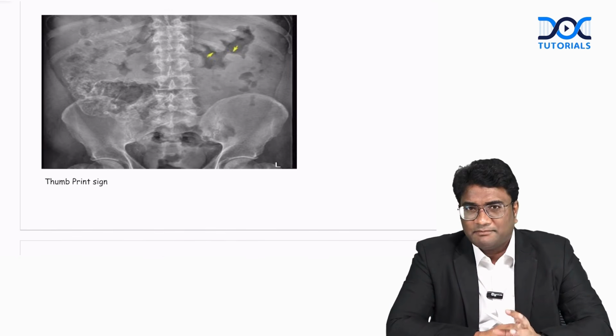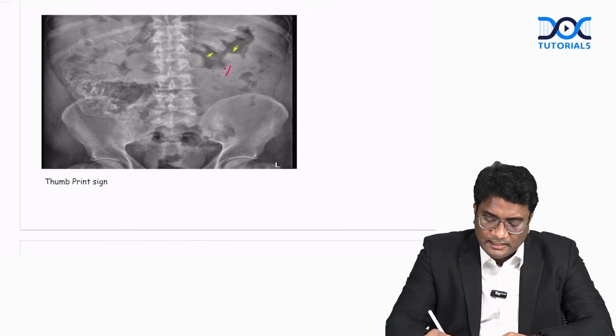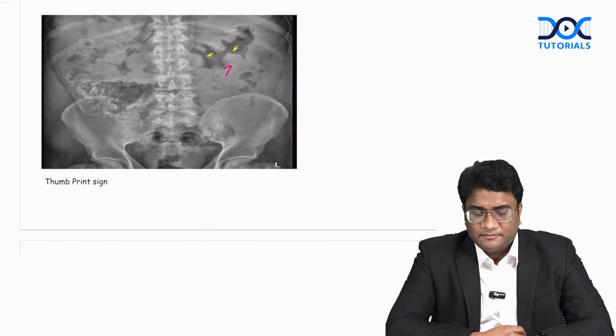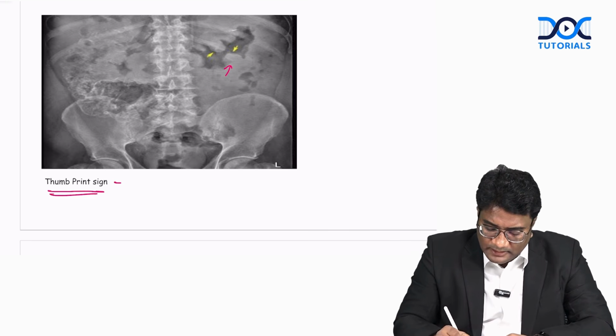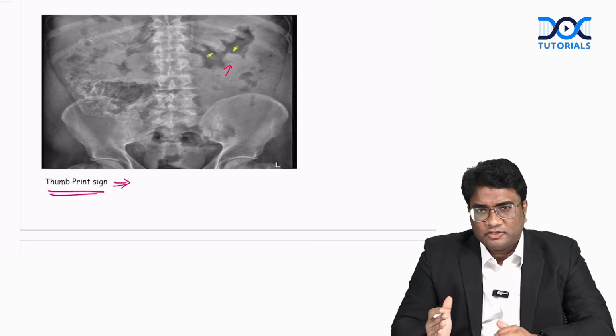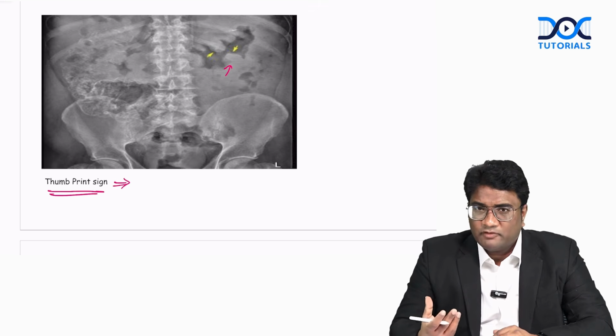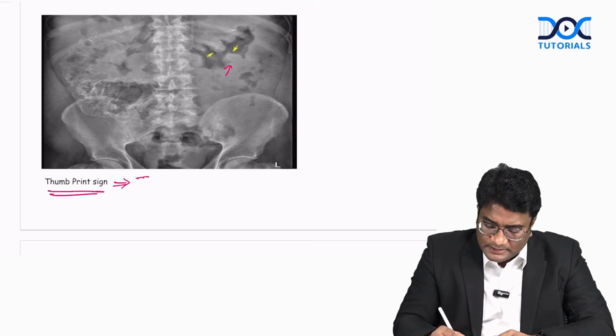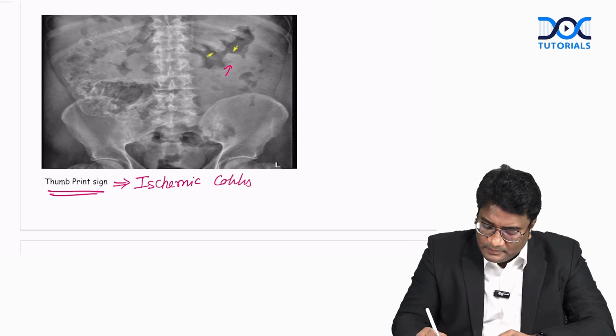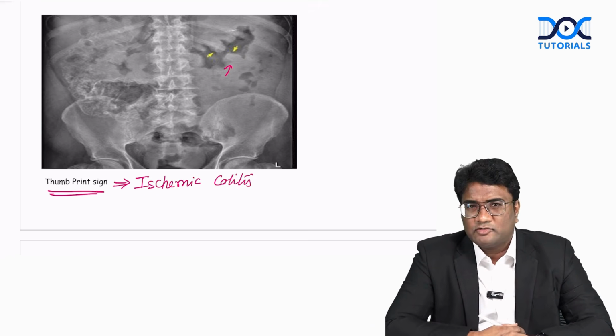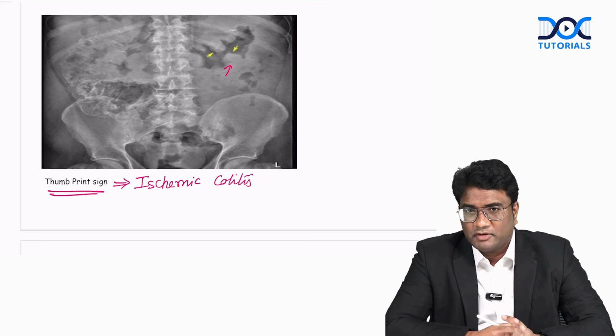And where you see this thumb sign, where you see mucosal thickening giving thumb-like filling defects. So, thumb sign or thumbprint sign, especially at the splenic flexure of the colon, which is a watershed area of the colon. So, whenever we have ischemic colitis, the mucosal thickening will give you this thumbprint sign. This is a feature of ischemic colitis. Can be seen with other colitis also, but classically you study this with ischemic colitis, thumbprint sign, especially mucosal thickening at the splenic flexure, the watershed area of the colon.